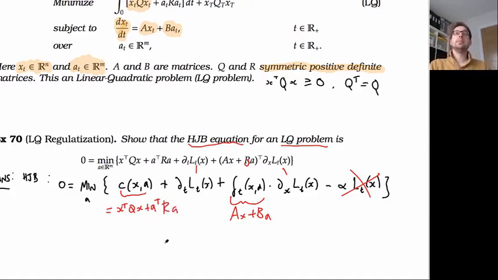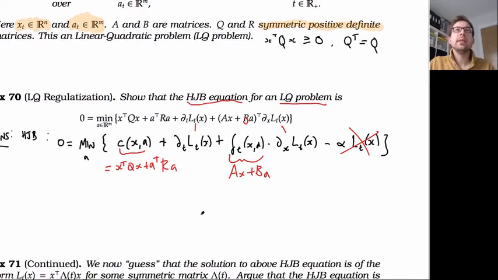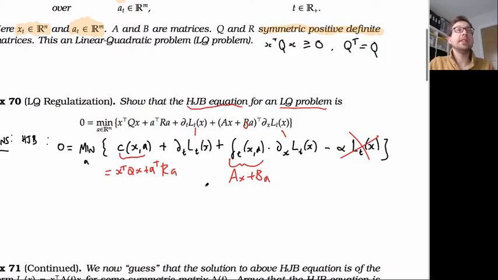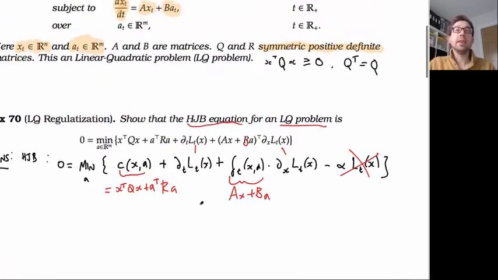Okay. So in other words, we recover exactly the same equation as before, except for my typo here. All right. So we've got the HJB equation, and now, a bit like with normal dynamic programs, we need to go about solving this guy.